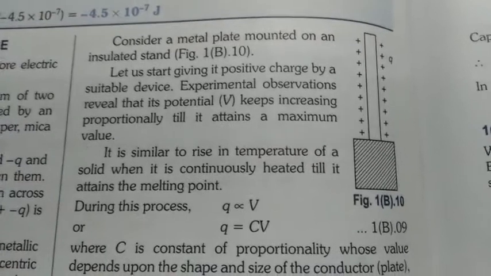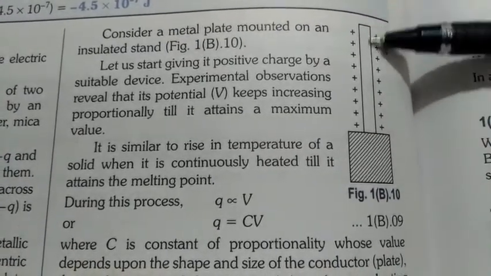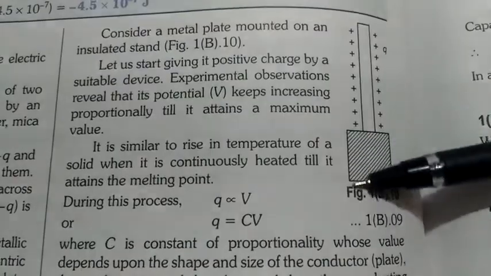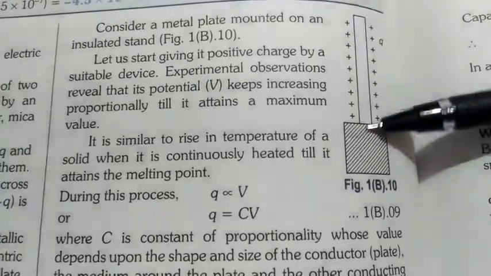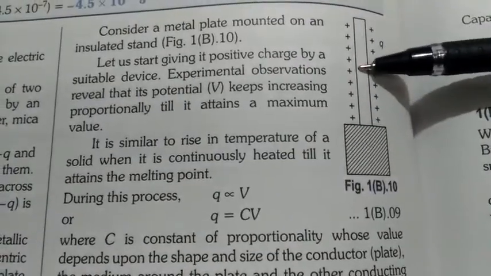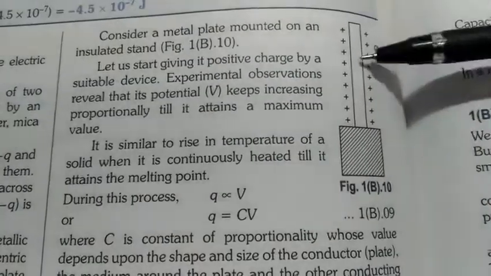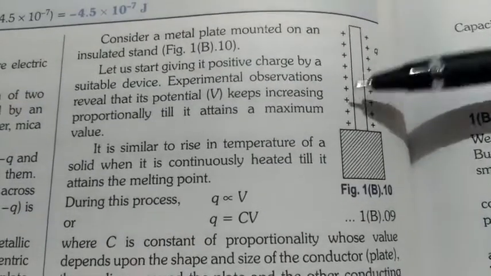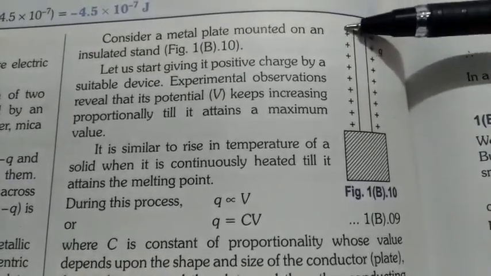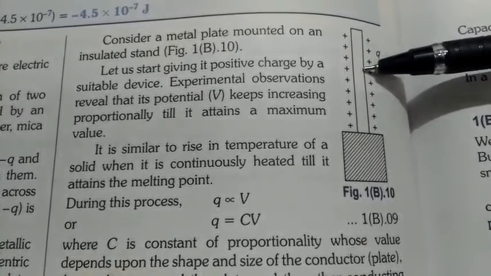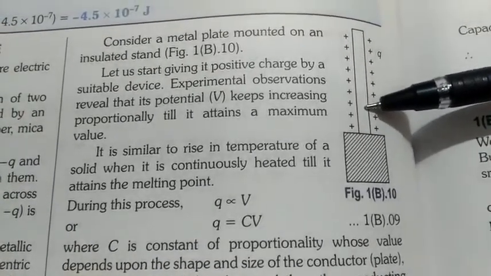Here in the figure you can see that there is one conducting plate which is mounted over an insulating stand. This stand is an insulator, so the charges which we give to this plate cannot go to any other place. All the charges will accumulate on the plate only. Now let's give positive charges to this plate. What happens? Its potential also will increase with the charge.